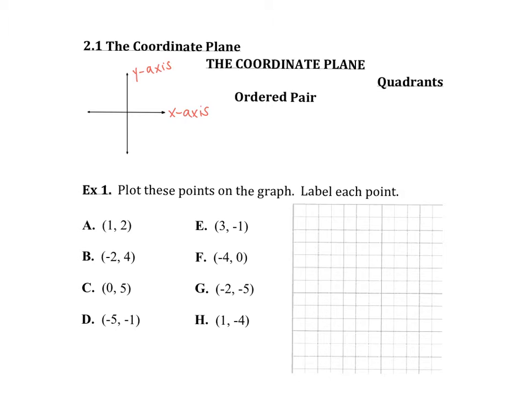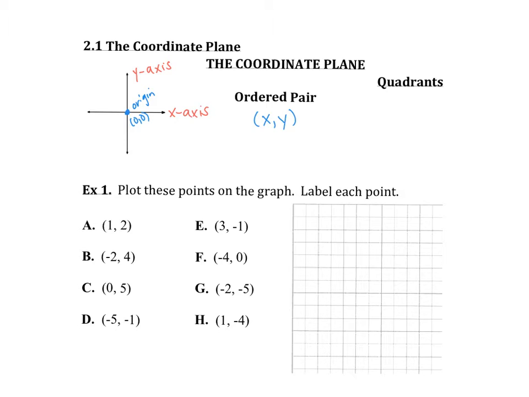Okay, the point at the very center where the two axes meet is called the origin. The coordinates of the origin are 0, 0. It's where you always start when you're plotting a point. When you plot an ordered pair, we always list it as x, comma, y. And x is always the sideways distance along the x-axis, and the y is the y distance on the y-axis.